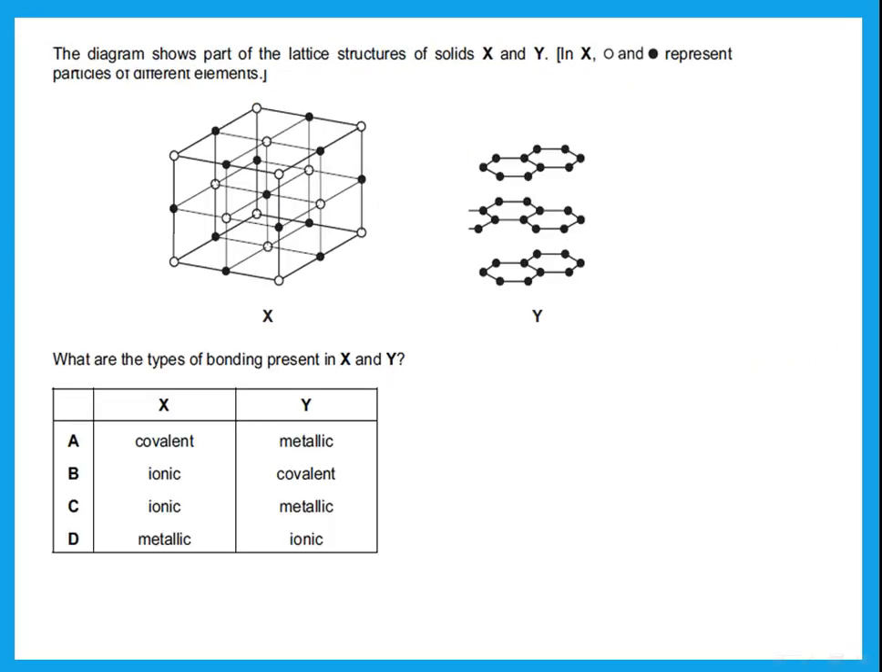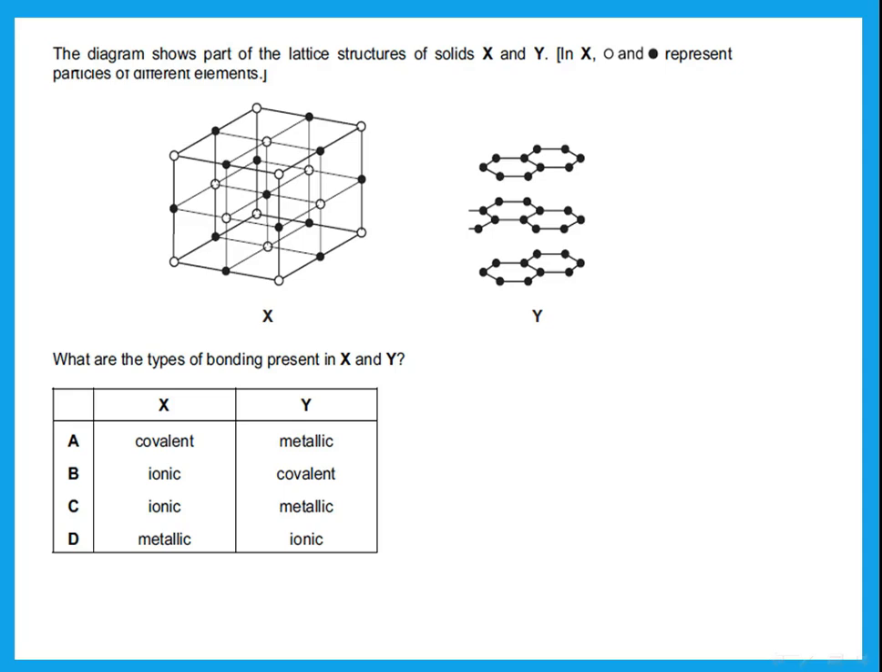Okay, the diagram shows part of the lattice structures of solids X and Y. X, O, and dot represent particles of different elements. What are the types of bonding present in X and in Y? Remember, if I say what is X, you should recognize X as the ionic crystal lattice for an ionic compound. So X is an ionic compound. So my answer is B or C.